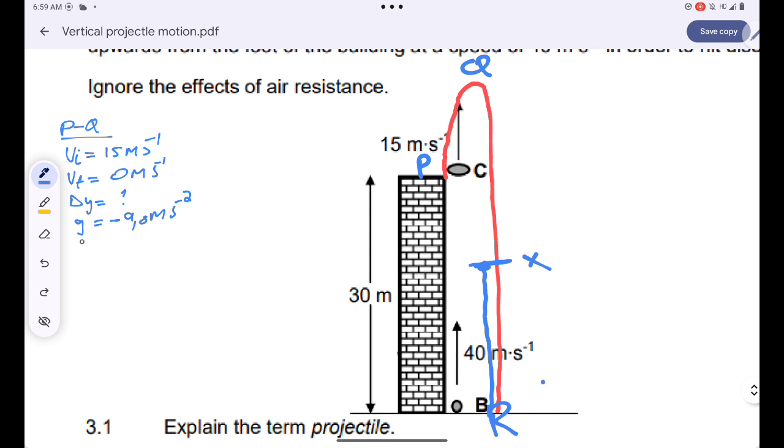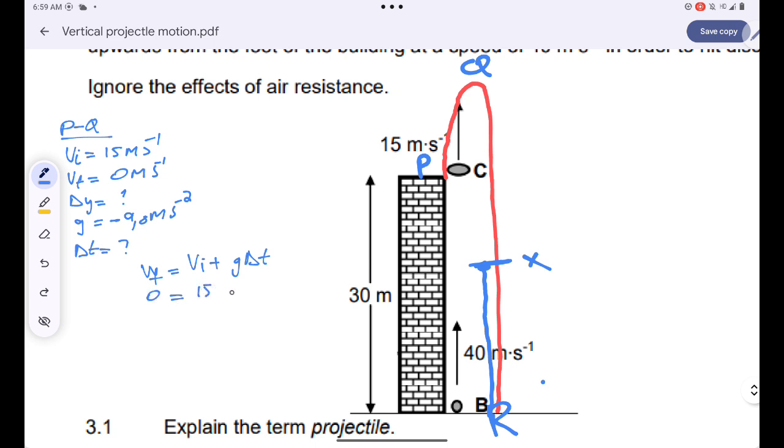And then, what else? Oh, the time it takes to reach maximum height. That's what I'm looking for. For me to answer this question, guys, I must refrain from using any equation that has delta y, because I do not know the distance traveled by the ball to reach maximum height. So I'm simply going to use the first equation, which says Vf equals Vi plus g delta t. So the final velocity will be 0.